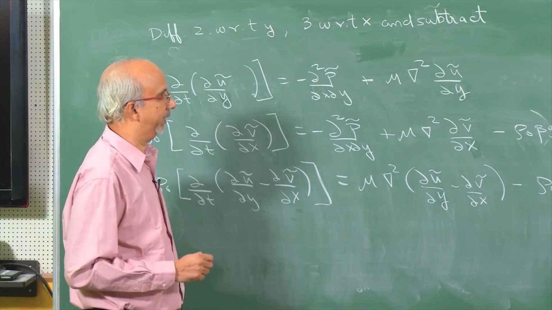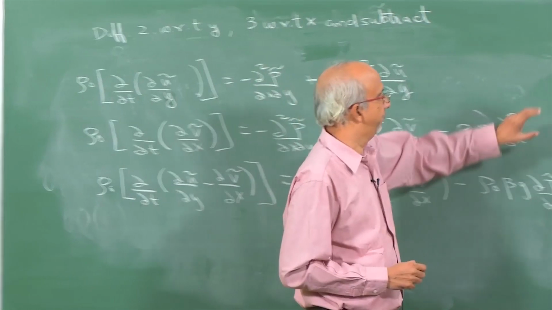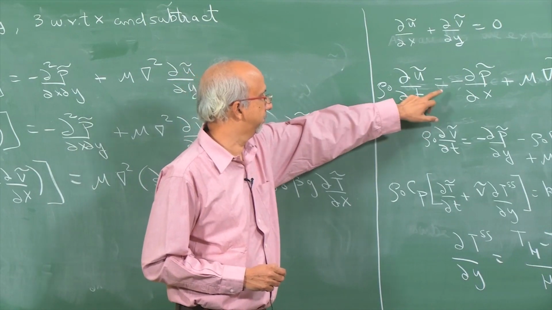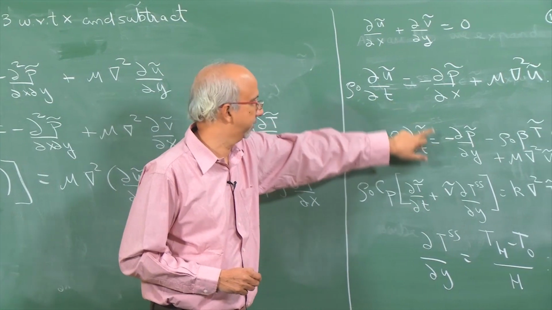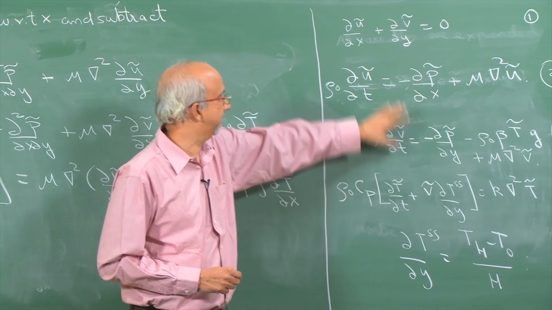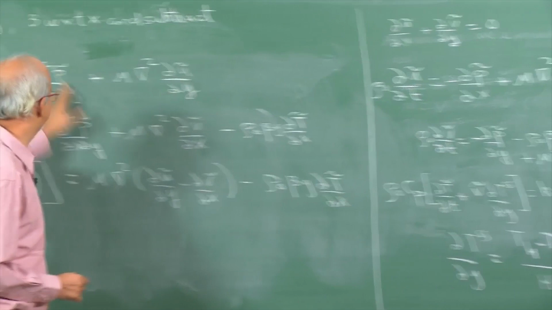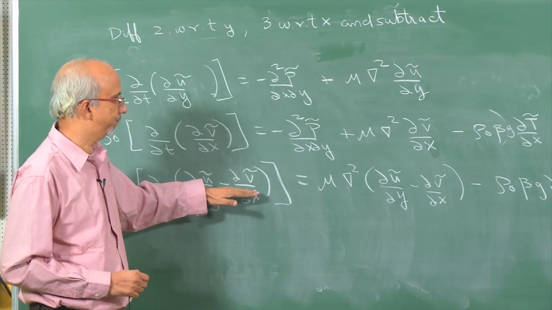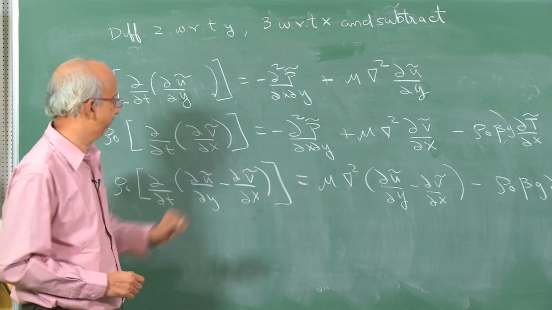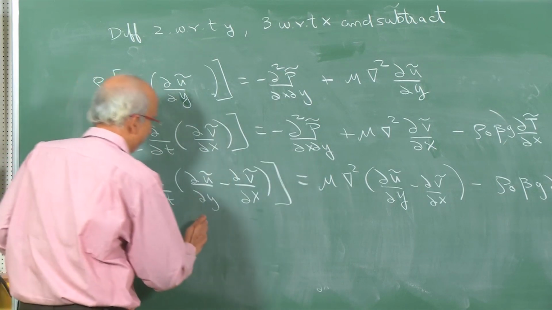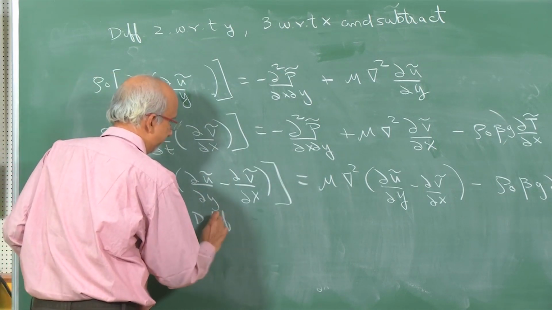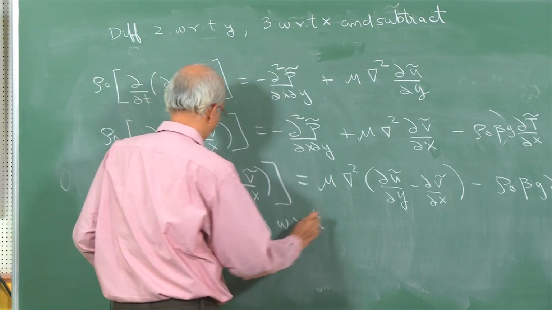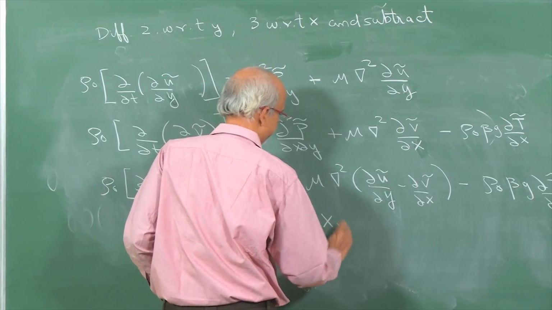So, let me recall again what we are trying to do. We are eliminating pressure here by doing the derivative of this with respect to y, this with respect to x, and subtracting. The mixed derivative cancels, and now I have an equation reading u and v and temperature, and to eliminate u tilde I differentiate this with respect to x.